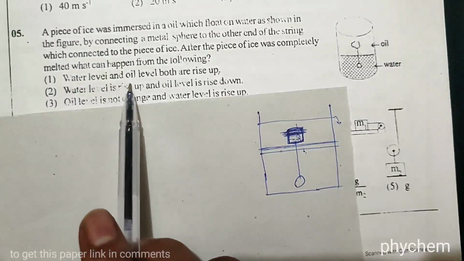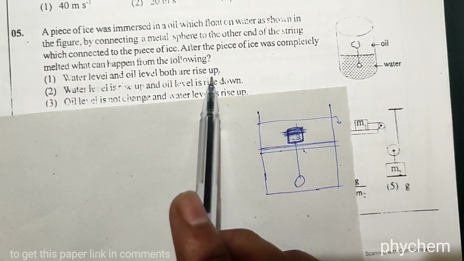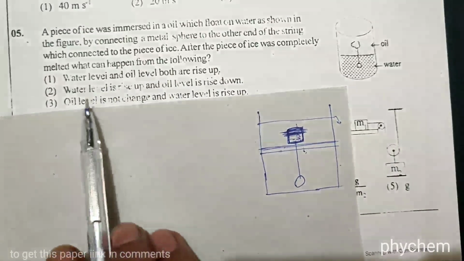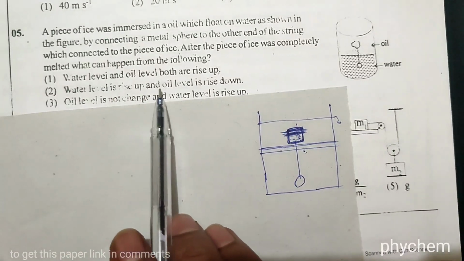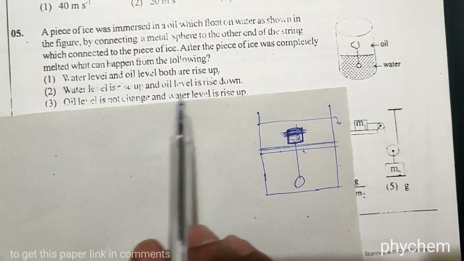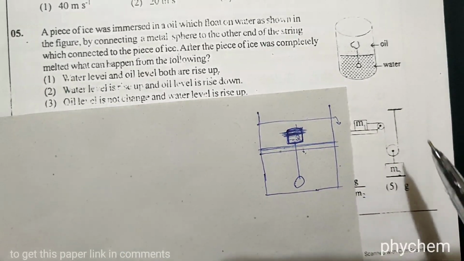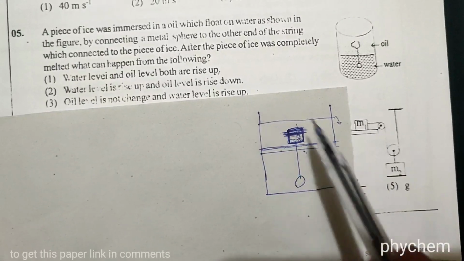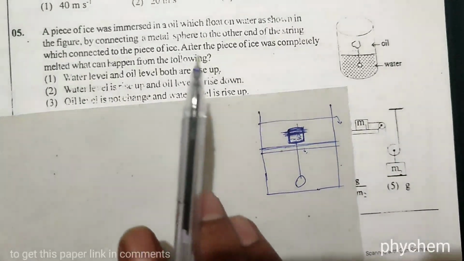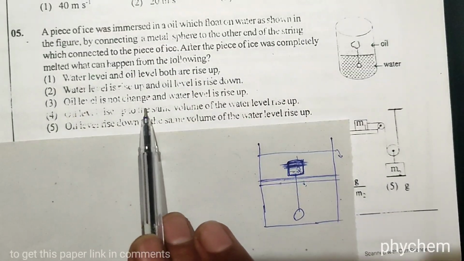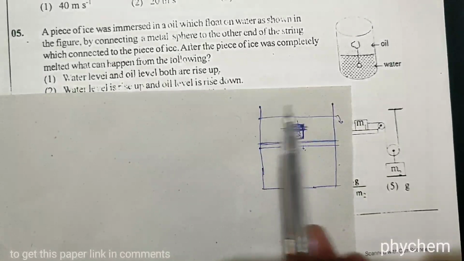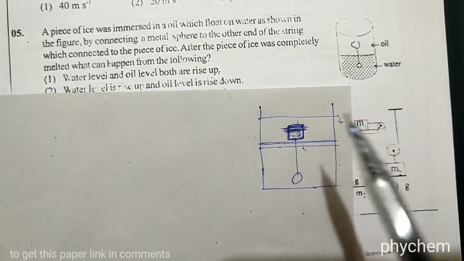So the water level and oil level both rise up. No, only the water level rises up. Water level rises up and oil level goes down. Okay, that is right. Water level rises up and oil level goes down. The oil level goes down. Okay, that's good. Oil level is not changed. No, it has to change. How is it possible? Even you can think simply.